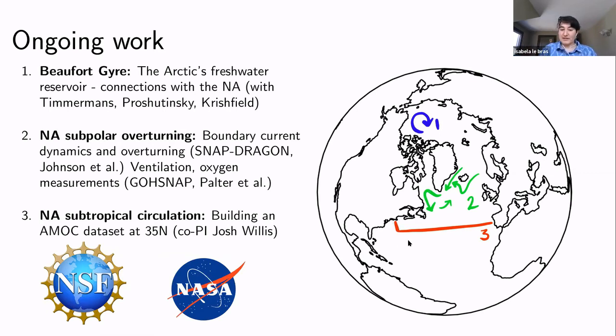And then finally, I'm working with Josh Willis to build an AMOC data set in the subtropical North Atlantic. So combining moored observations, shipboard observations, as well as satellite altimetry, GRACE, and Argo floats, trying to put those all together to get an AMOC data set that is between RAPID, which is down here at 26 North, and then OSNAP, which I talked about today.